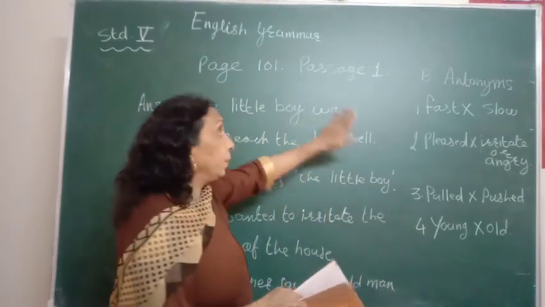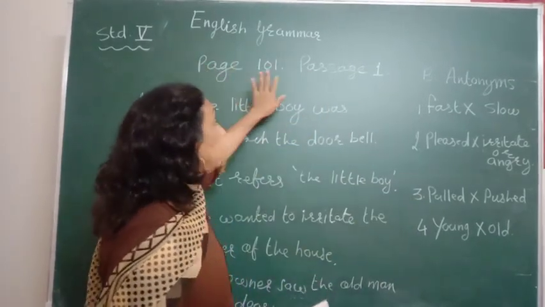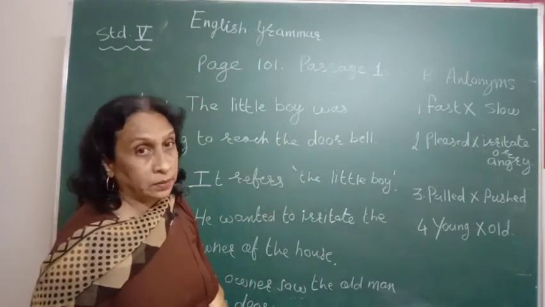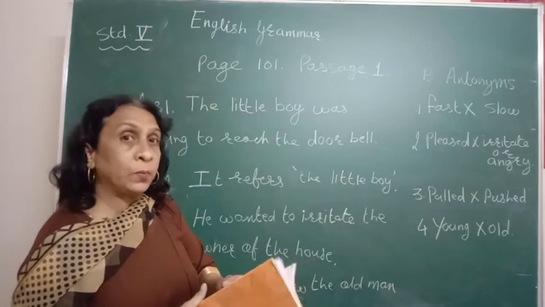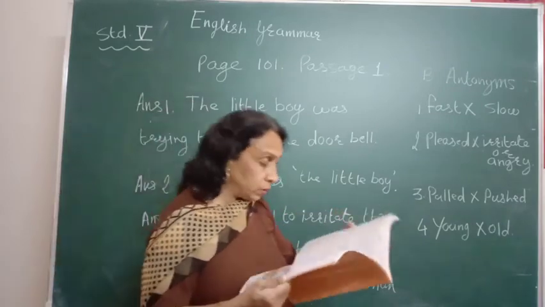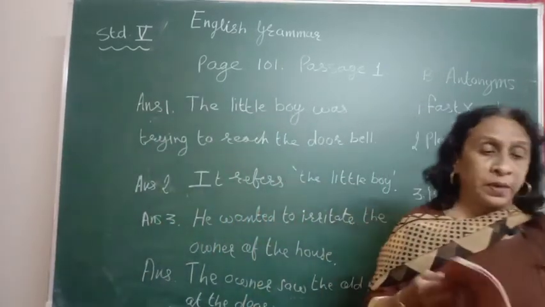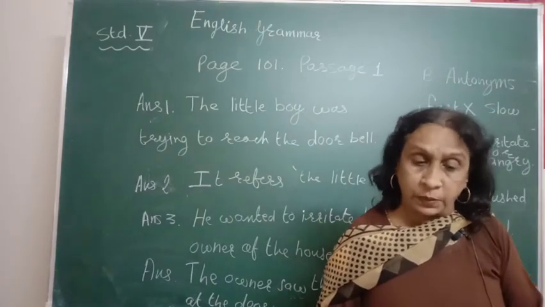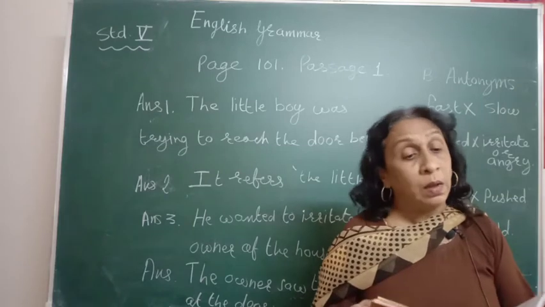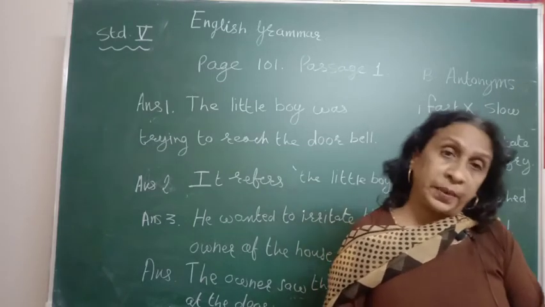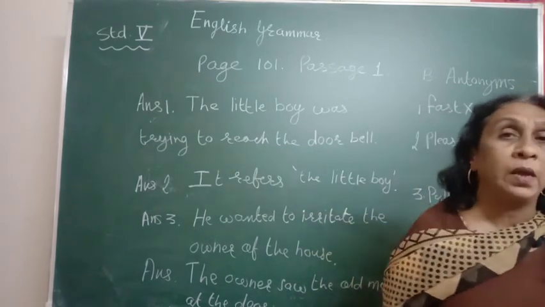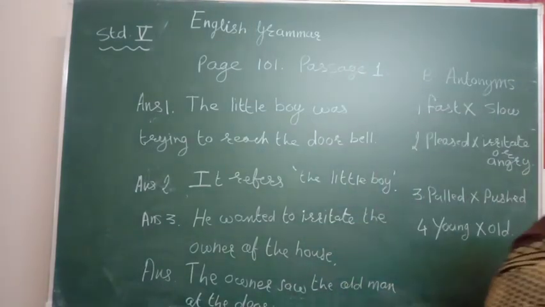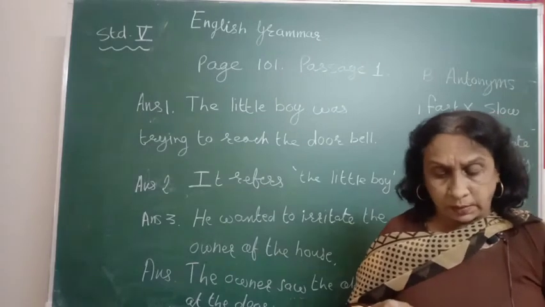These two, only write page number 101, passage 1, and this you are going to write in the grammar notebook. The same comprehension will not come, but other comprehension will come in the paper. Understood? Other comprehension means another passage will come. You have to read the passage very carefully, and then you have to write the answers.